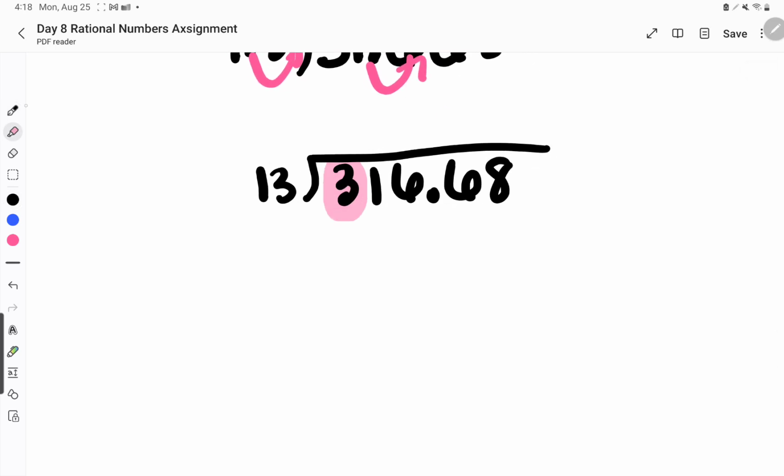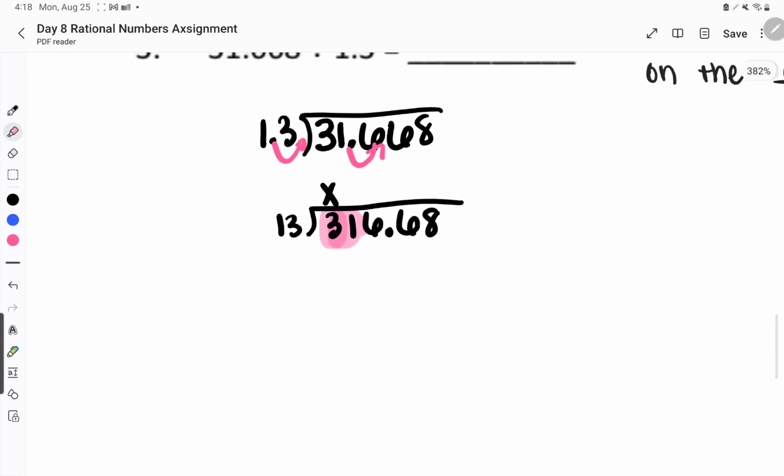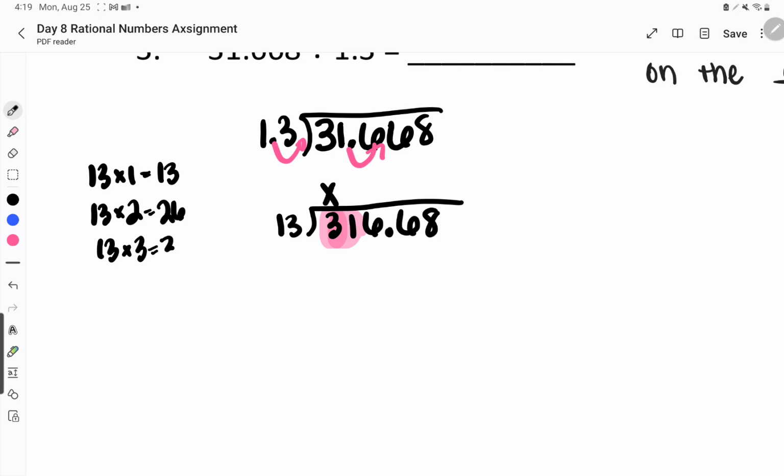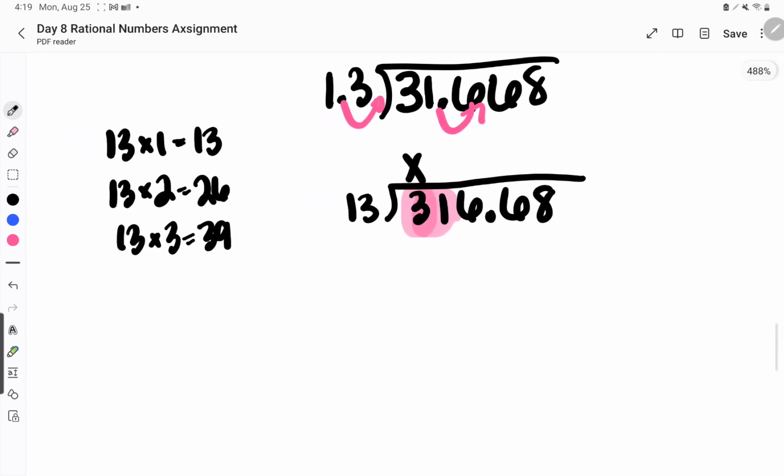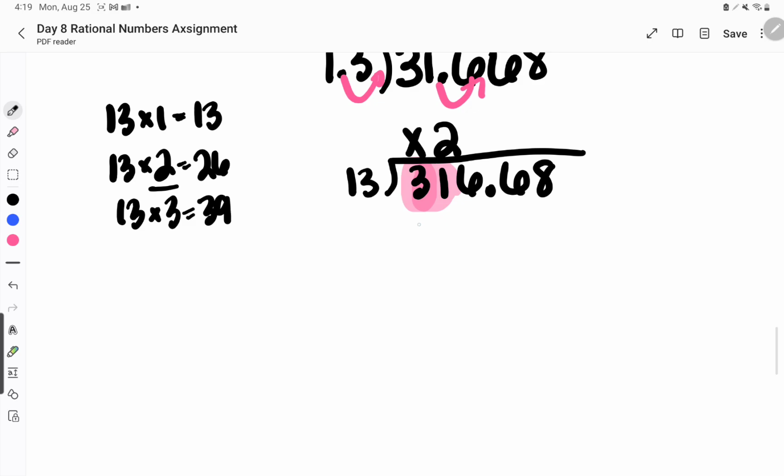All right, for our 13. 13 is bigger than 3, so it doesn't go into that. It is smaller than 31, so it will go into 31. 13 times 1 gives me 13. 13 times 2 gives me 26. And then 13 times 3 gives me 39. So we go into it. 39 is too big, so we have to come back to the 26. So that would be the 2 right there. It goes into it twice. 2 times 13 gives me 26, and then we subtract.